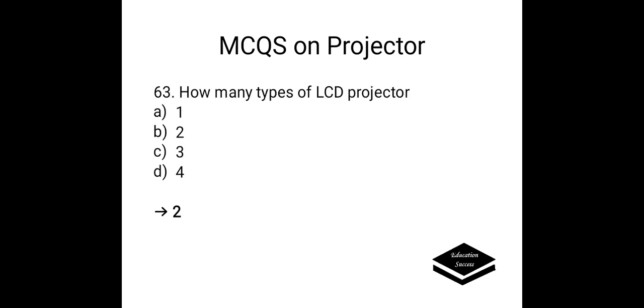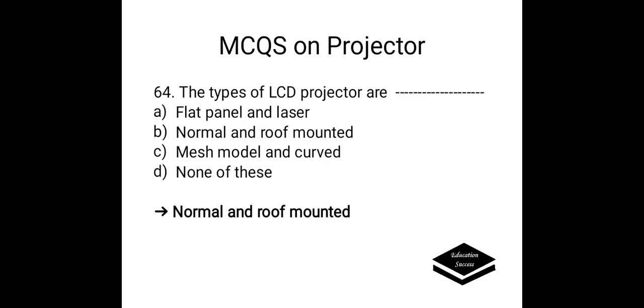How many types of LCD projectors? Options are A 1, B 2, C 3, D 4. Correct answer is 2. There are two types of LCD projectors.